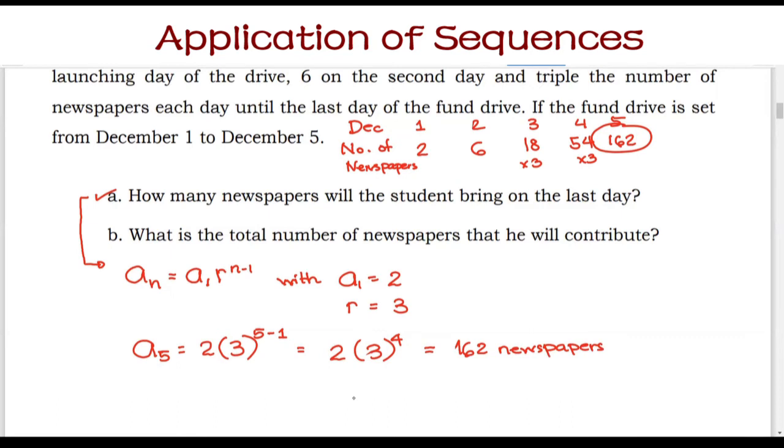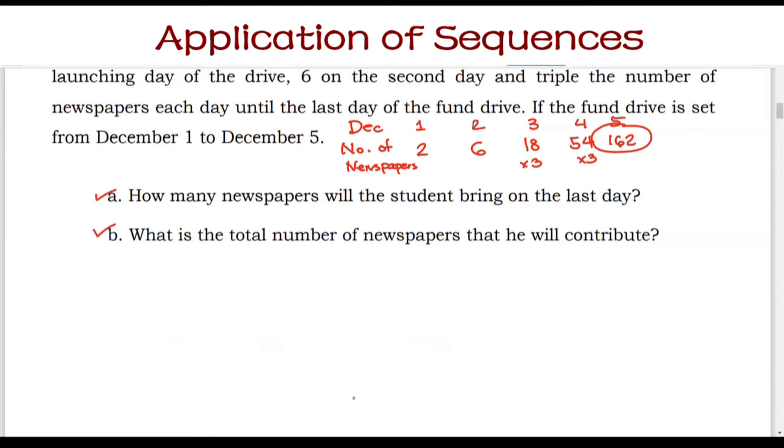Sige, gawin nga natin dito. Okay, so you'll have 2. Ang ibig sabihin nito, 3 times 3 times 3 times 3. So 3 times 3, 9. 9 times 3, 27. 27 times 3, what do you get? 81. So you are going to have 2 times 81. And what is 2 times 81? 162. Okay, let's now have letter B.